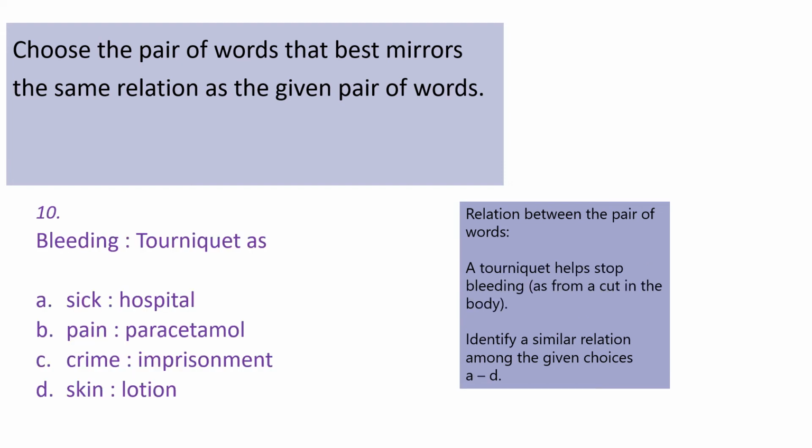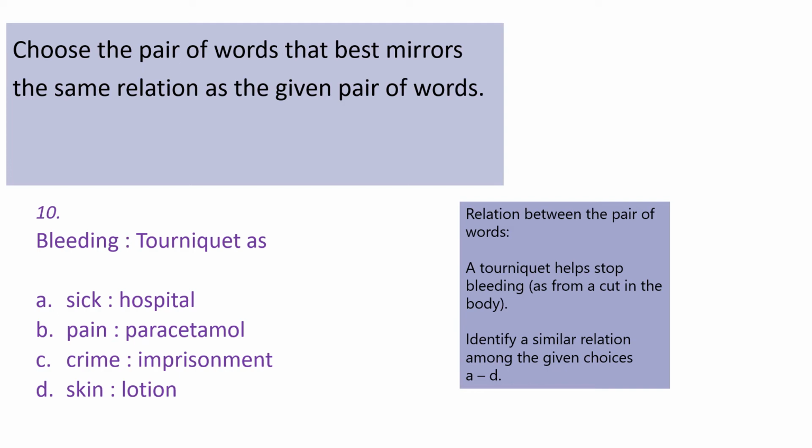And the last item will be bleeding is to tourniquet. Okay, a tourniquet helps stop bleeding, as when one has a cut in the body. So let's identify also from among the givens A to D something that helps put a stop to something.